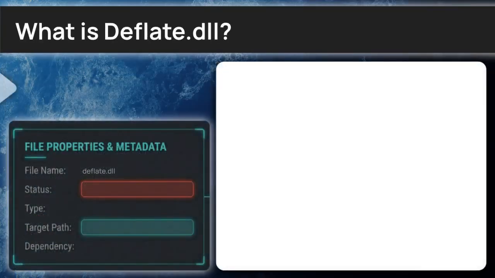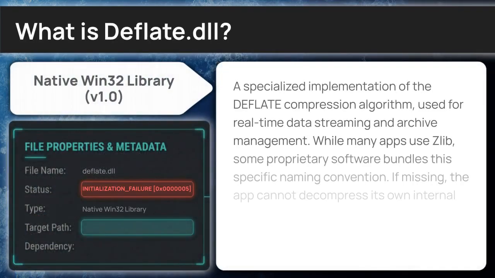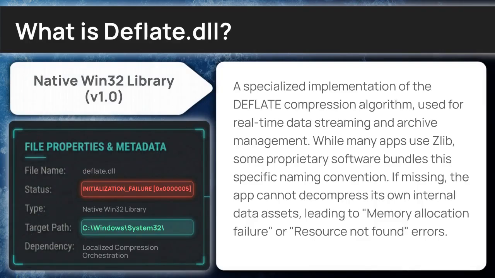This is the Deflate Compression Library, a specialized implementation of the deflate compression algorithm used for real-time data streaming and archive management. While many apps use Zlib, some proprietary software bundles this specific naming convention. If missing, the app cannot decompress its own internal data assets, leading to memory allocation failure or resource not found errors. Now that you're up to speed on the file's role, let's begin the repair process.